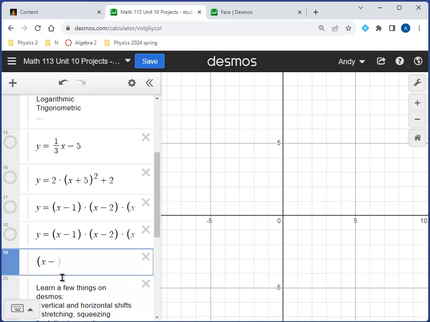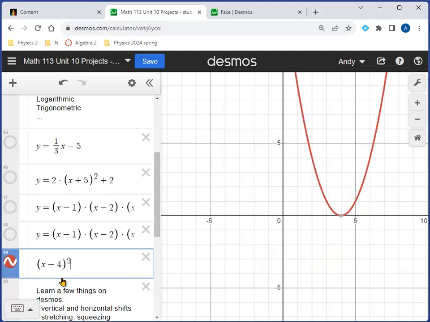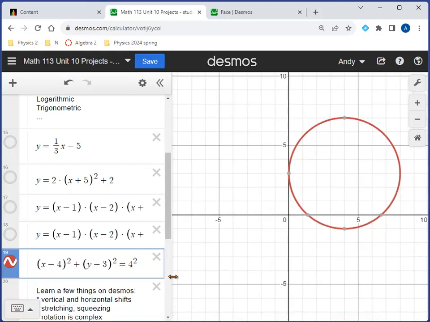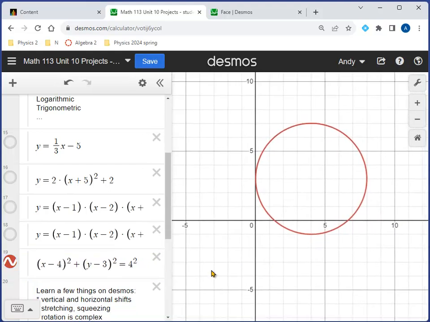x minus 4. Here's the square on the x. Go 1 over plus y minus 3, parentheses. There's the square. There we go. Go 1 over equals, again, 4 squared. Here's the radius. So what I put in here now, and notice that my canvas is only limited.